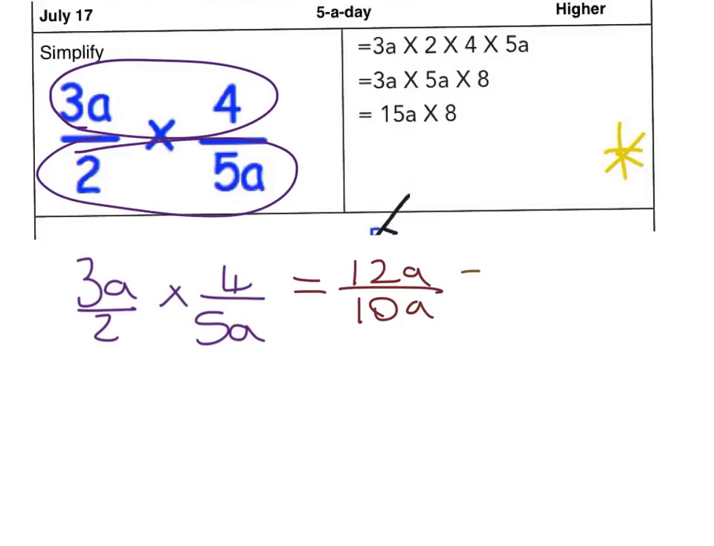So a goes into the top and into the bottom. So we end up with 12 over 10, and 2 goes into the top and into the bottom, so it's 6 over 5, or 1 and 1/5.